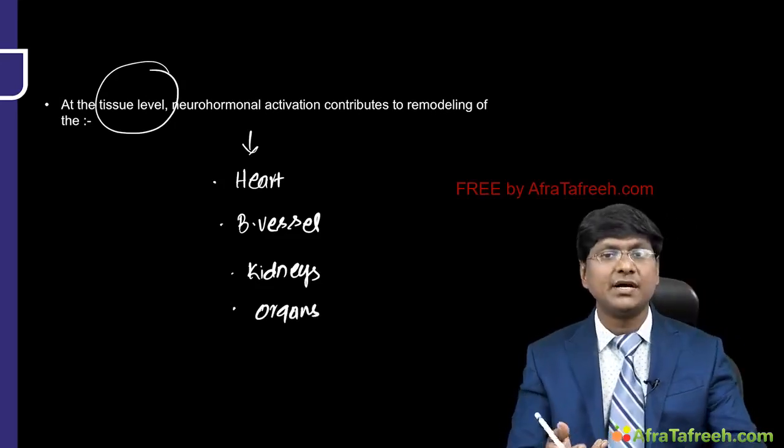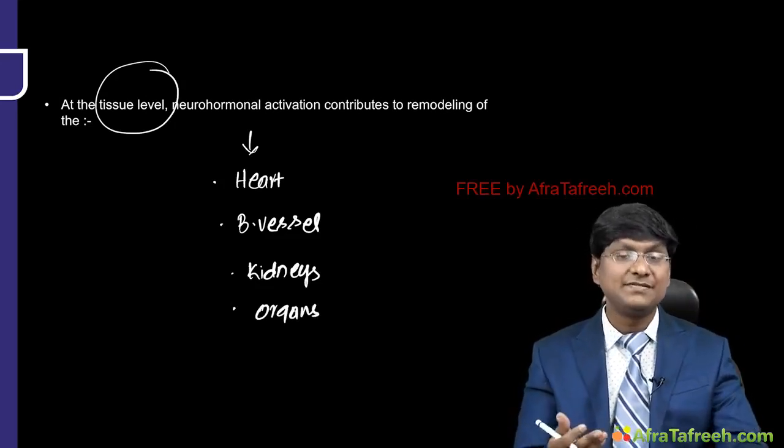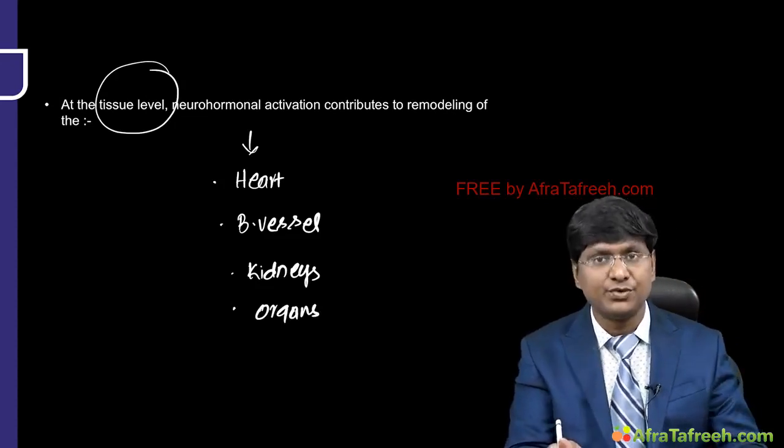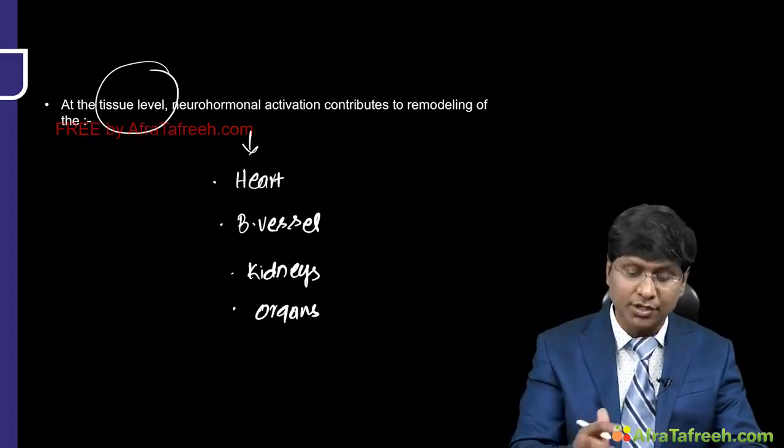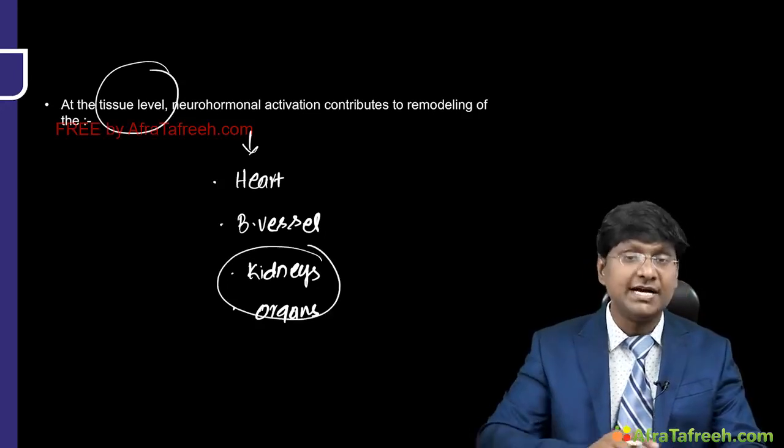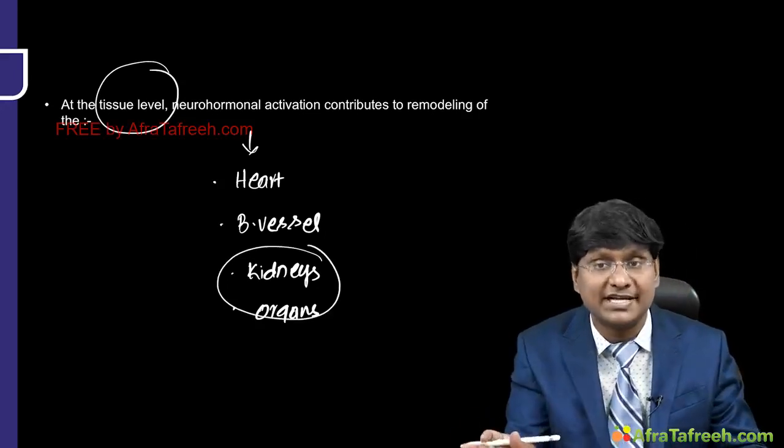Now, why are the kidneys and other organs getting affected? That is because of decreased organ perfusion, because of decrease in cardiac output. So remodeling changes also start in the other organs as well.